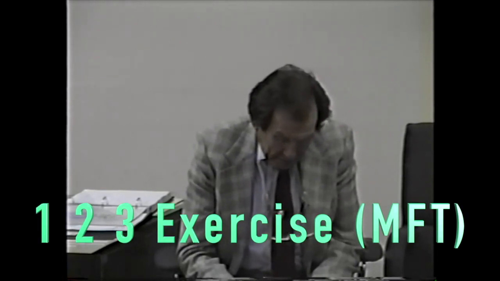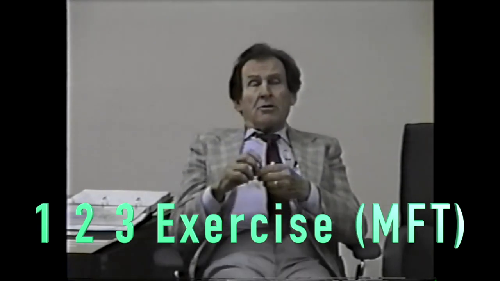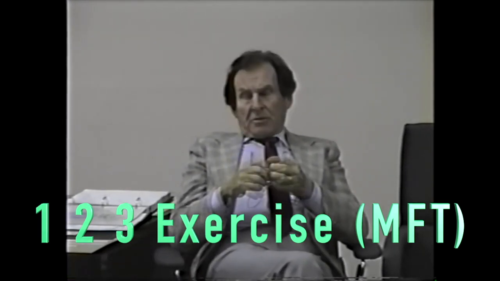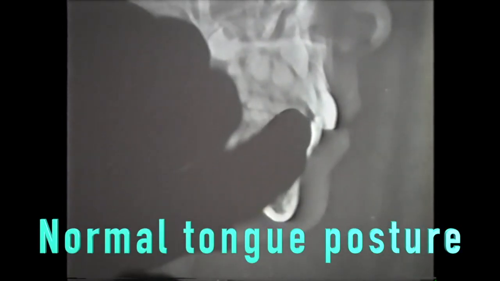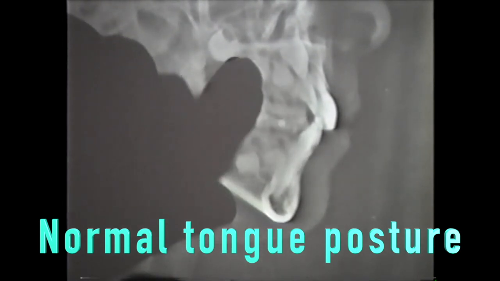Now, let me give you what I call a 1-2-3 exercise. This is something that I use routinely in open bite situations, particularly along the middle to the end of treatment. And it is one type of oral or physical therapy. All right, the first thing then is to place the tongue behind the lower incisor. If you notice here, this patient's tongue is behind the lower incisor. And it comes right up here.